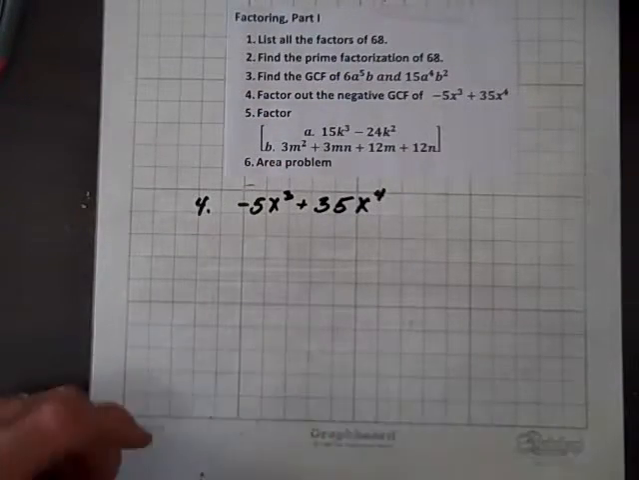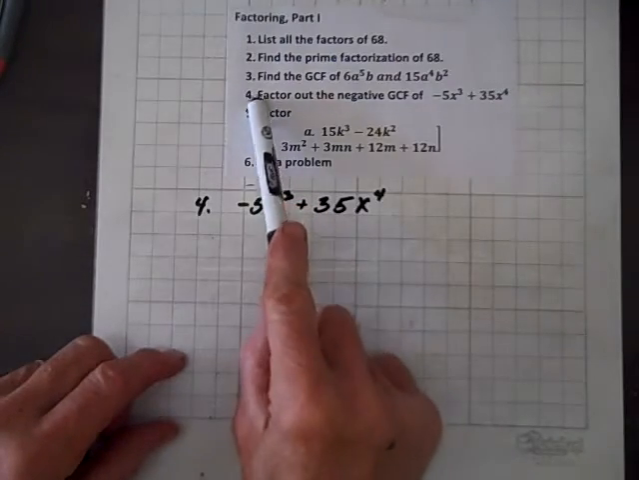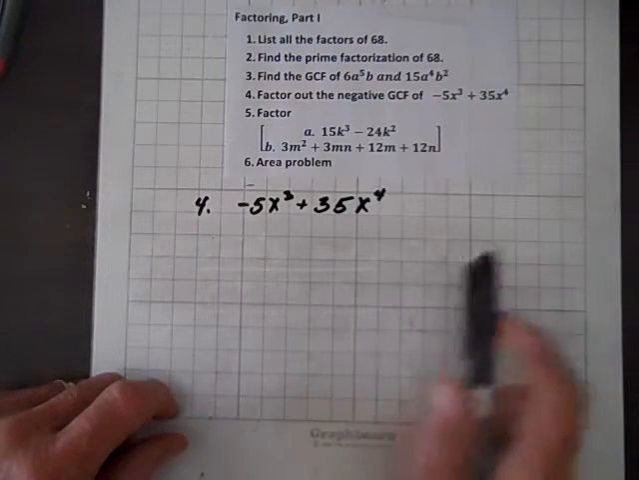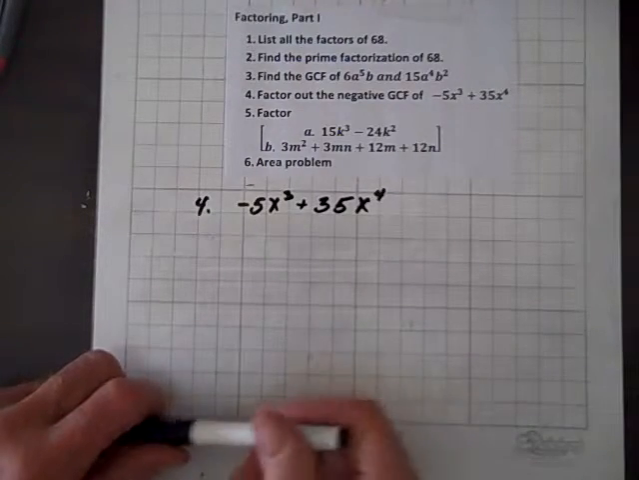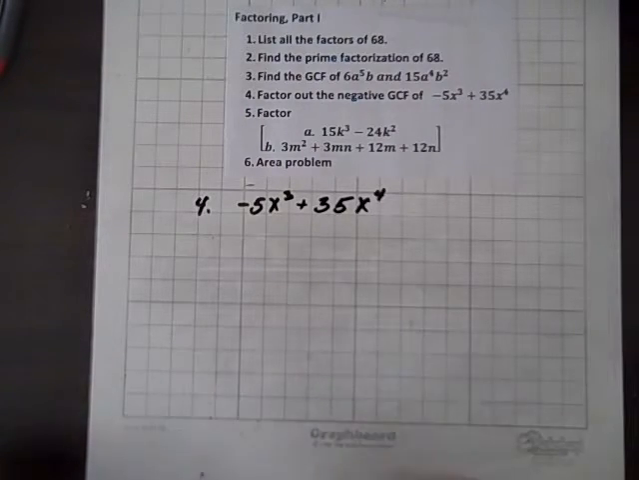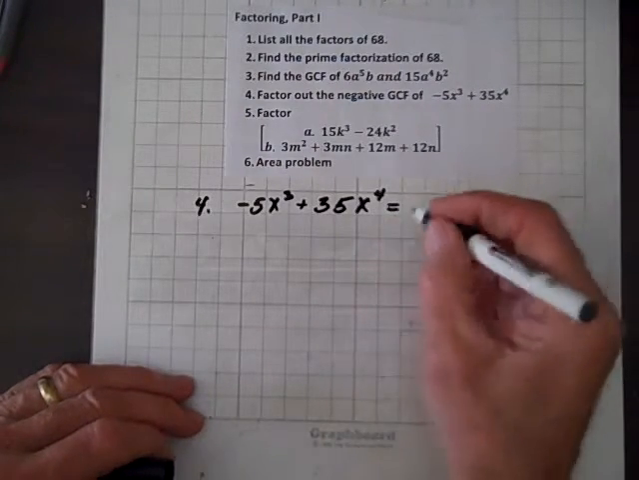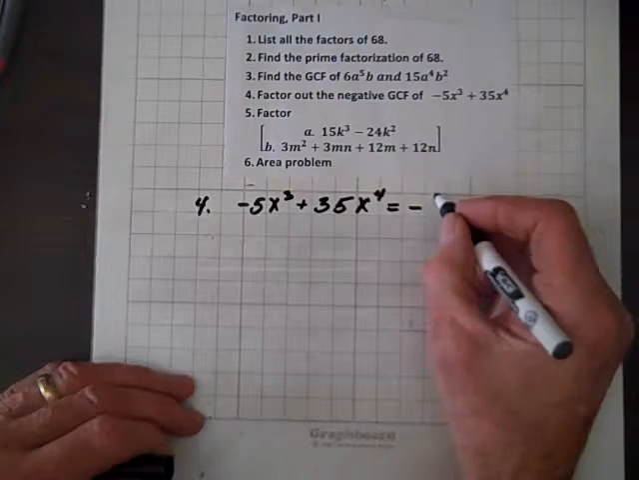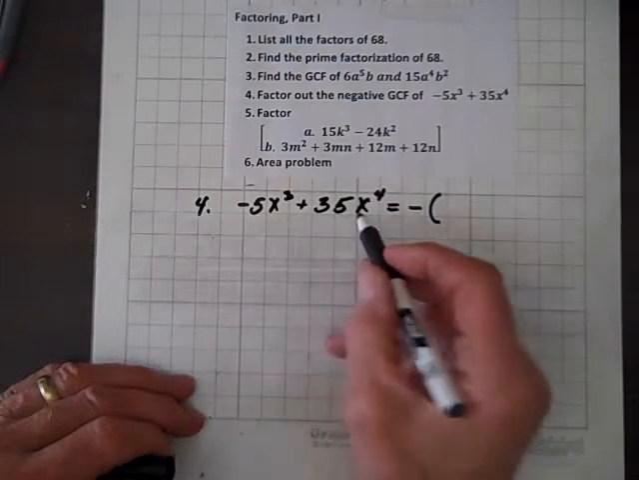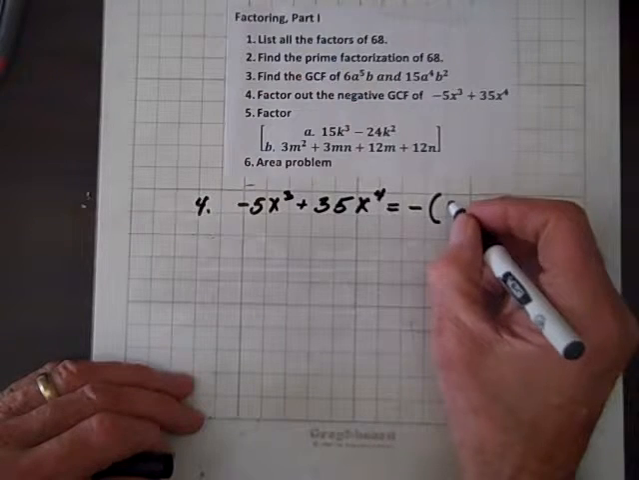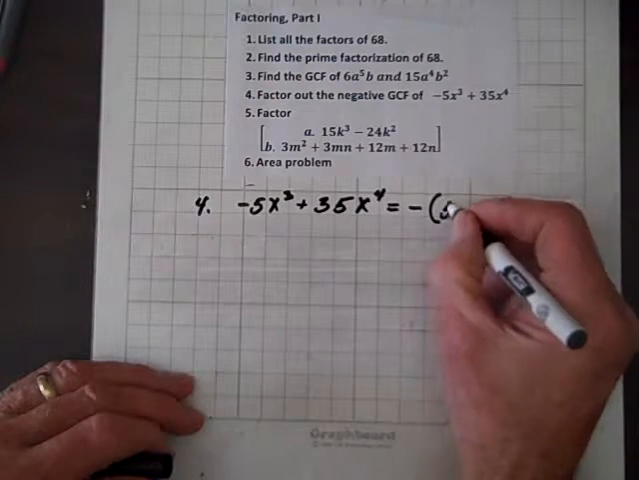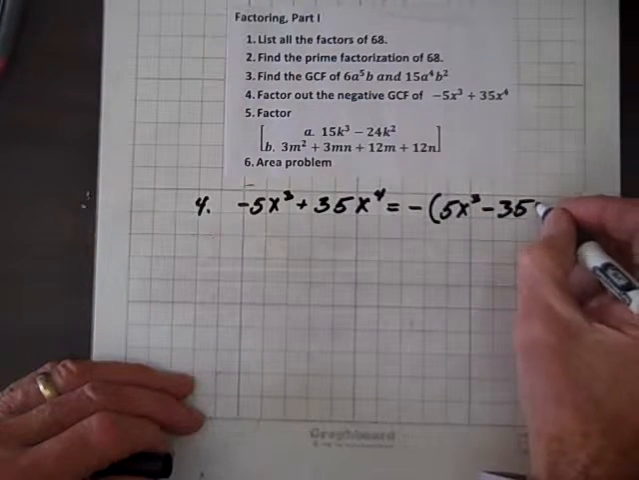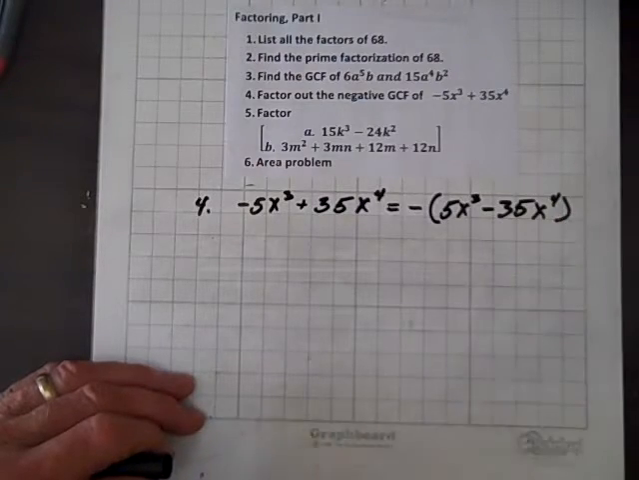Well, this time around, we'll do question 4, and the directions are to factor out the negative greatest common factor of negative 5x cubed plus 35x to the 4th. So first step, let's factor out a negative. And anytime you factor out a negative, you put the negative outside the parenthesis, and you change every sign inside the parenthesis. So we have 5x cubed minus 35x to the 4th, and we'll close the parenthesis.